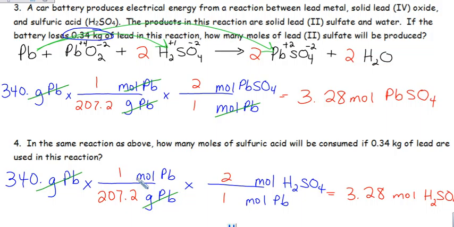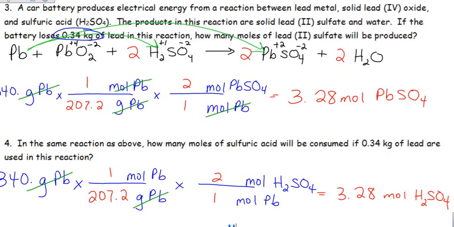Well, check this out. You can compare reactants. You can compare reactants to products. In either case, between lead and lead sulfate, or lead and sulfuric acid, it's a 1-to-2 ratio. These end up being the exact same number. Well, what do you know, huh? I would cancel moles of lead. Cancel moles. There we go. Switch it to moles of what I want, sulfuric acid. Plug it in your calculator. They end up being the exact same thing in moles because it's the same ratio in the balanced equation.